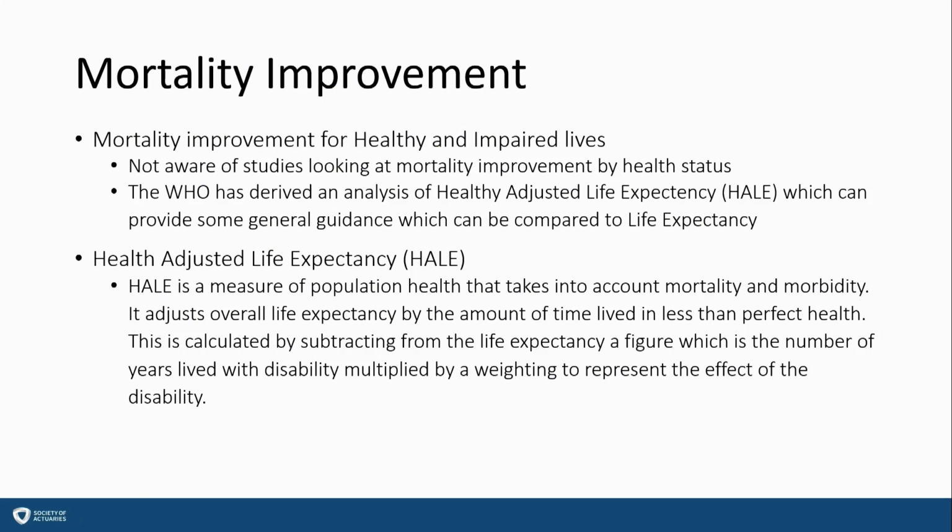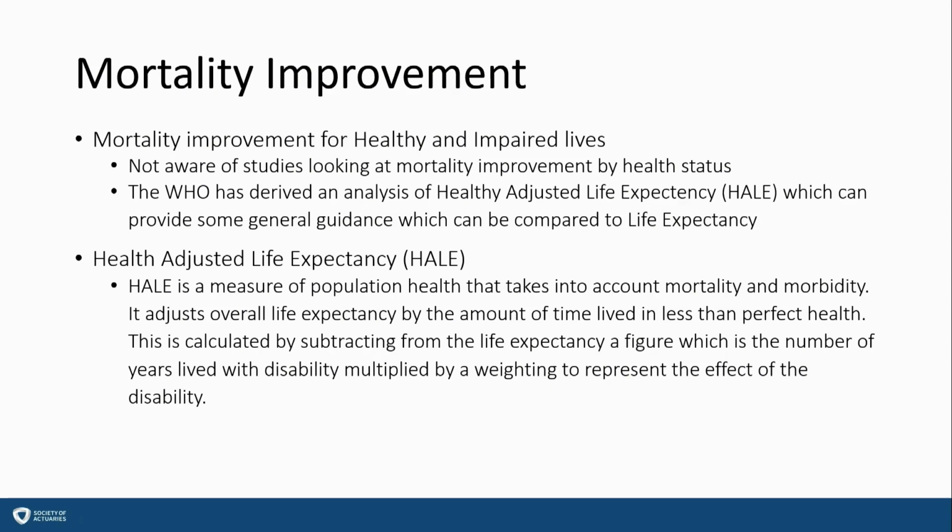Mortality improvement, as I mentioned, once you start to separate these groups, you need to consider what your mortality improvement assumption will be. I could not find a lot of information on this over the years. I'm not sure if any of you will have suggestions for me after the session. The closest thing I could come up with, and it's not a good source for use, I would say, is the WHO. WHO does provide something called a healthy adjusted life expectancy, or HALE. It basically looks at your normal life expectancy and then deducts years for anything that is chronic.